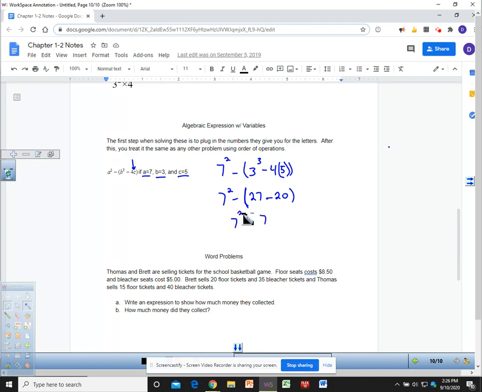So now we have 7 squared minus 7. And now we can solve that. So 7 squared is 49. Minus 7 is 42. And then that is it, guys.